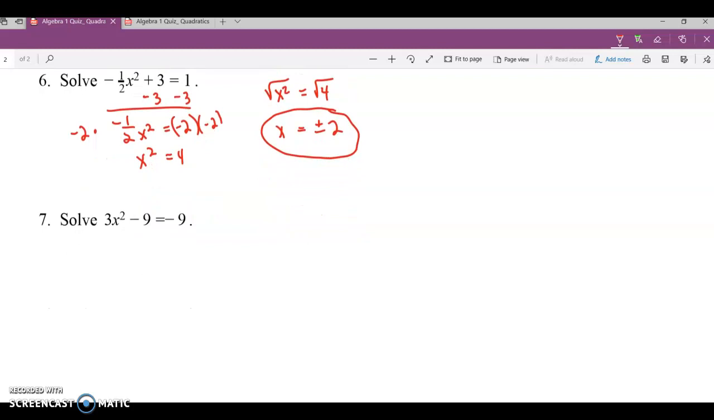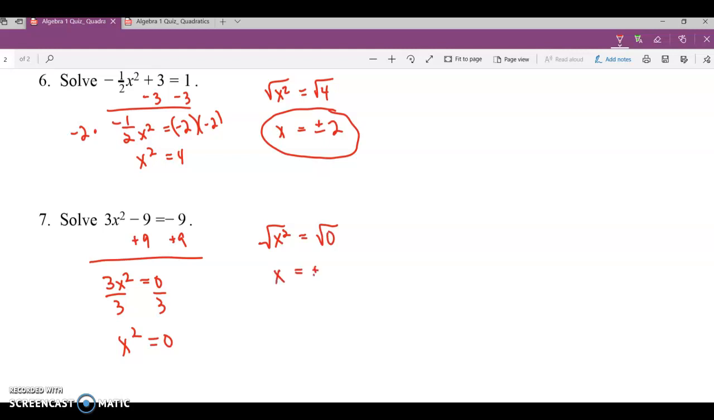Finally, 3x squared minus 9 equals negative 9. I will add 9 to both sides. That's weird. All right, it equals 0. Let's see what happens. X squared is 0. All right, you may remember this is one of our kind of weird special cases. When I take the square root of 0, I just get 0. Plus or minus 0, there's really no sense in saying plus or minus. They're just 0. So it's one of these cases where we get one solution.